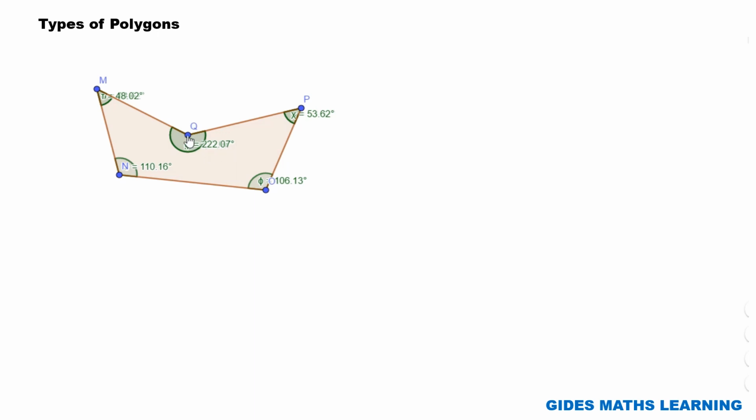And so this polygon, how many sides? 1, 2, 3, 4, 5. This pentagon is a concave pentagon. Why? Because it has one of its angles being more than 180 degrees.